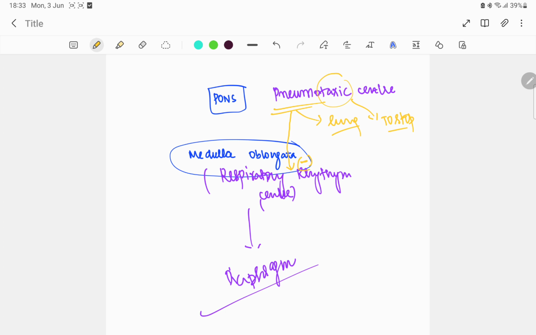We all know the function of the respiratory rhythm center. Whenever it is active, it causes inspiration. So what will happen whenever the pneumotaxic center is active? It is going to inhibit the respiratory rhythm center. So no inspiration. If no inspiration, then expiration is going to take place. That is the function of the pons.